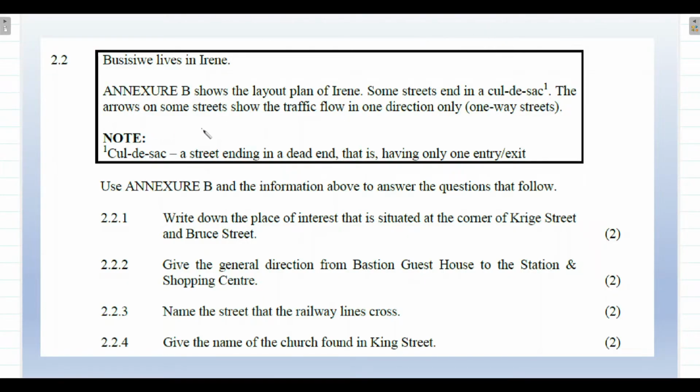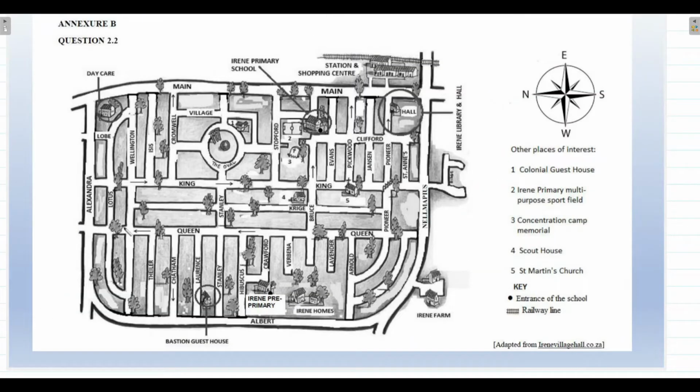The arrows on some streets show the traffic flow in one direction. Okay, so we've got arrows here. For example, on King Street, we can see the arrows there. That basically means this is a one-way street. Okay, you can only go in that direction. You can't go backwards. Okay, so it's a one-way street. That is also a one-way street, so you can only go in that direction.